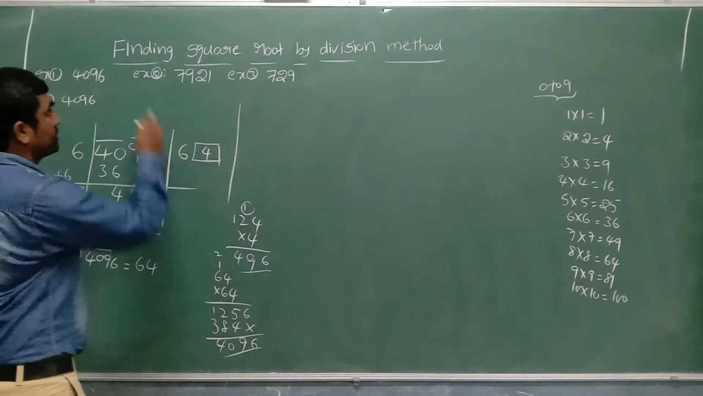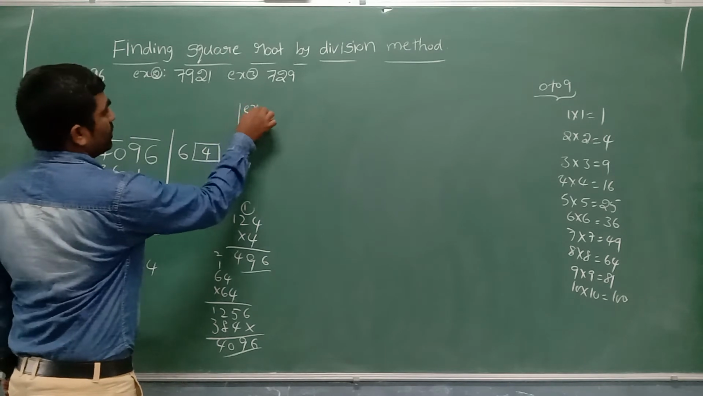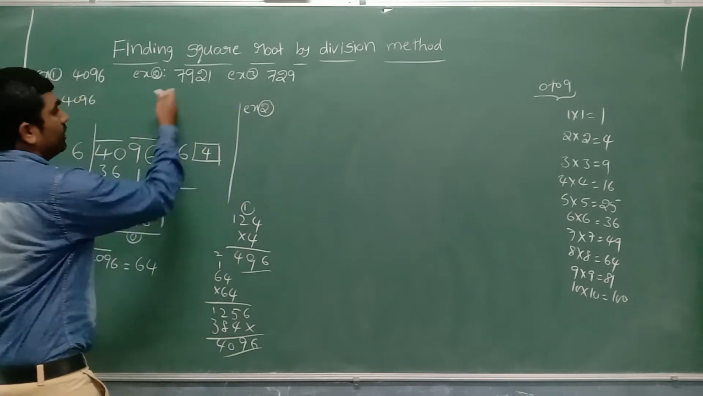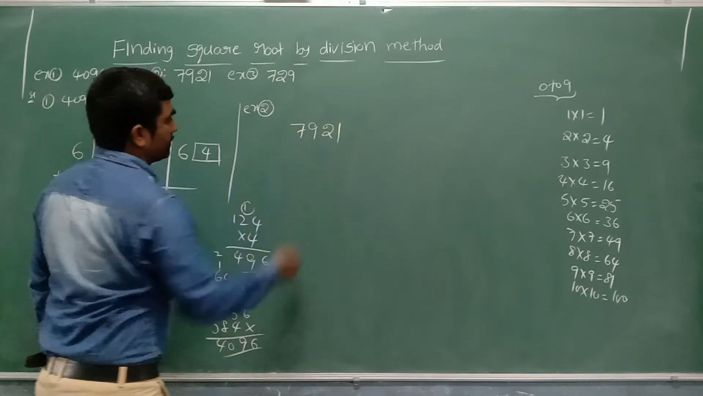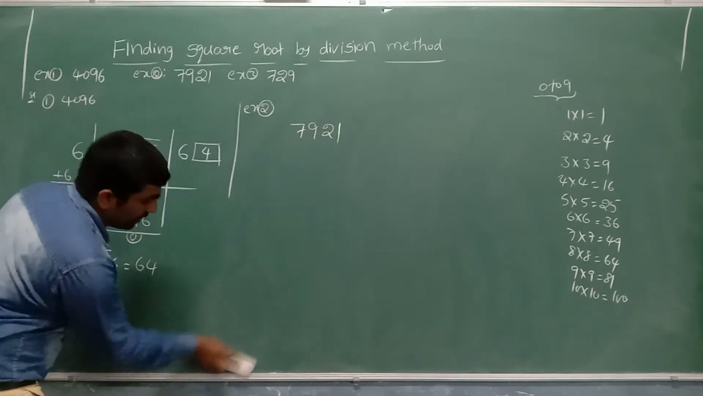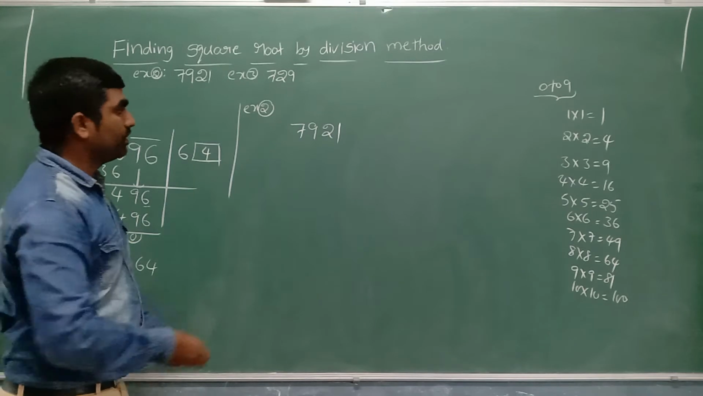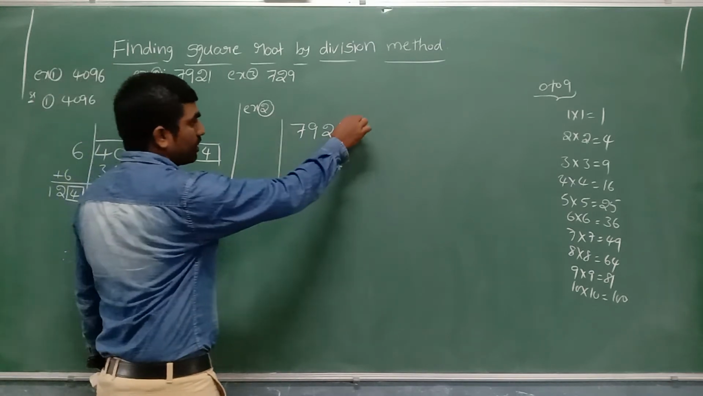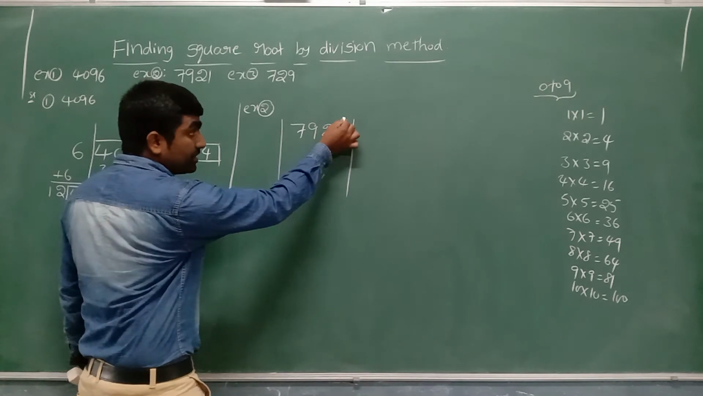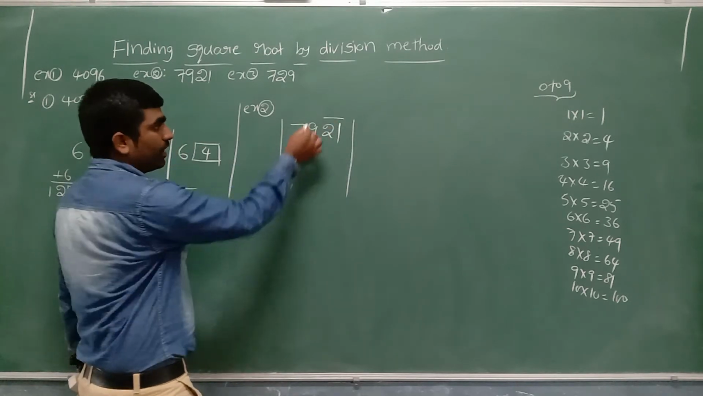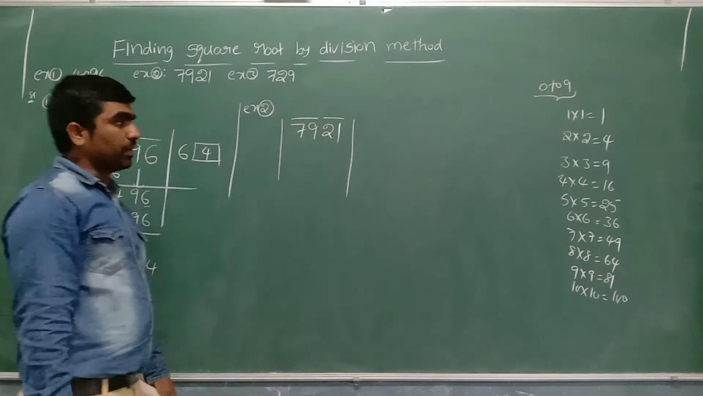So let us go for next example. Second example is what? 7921. Now do the same thing even here also. Keep two vertical lines from the ones place. For every pair of digits, you can place the bar. Every pair of digits, place the bar.